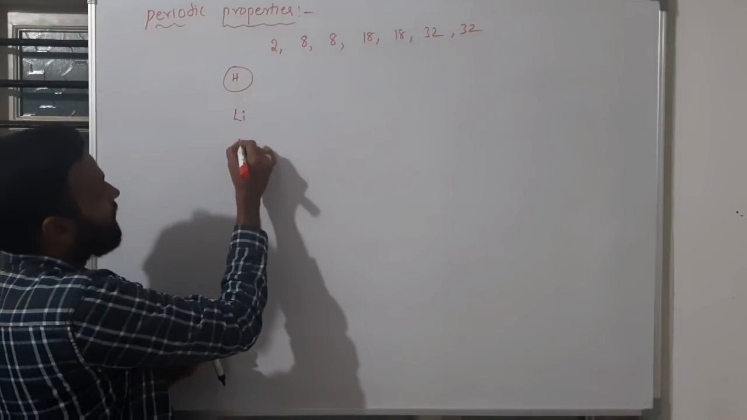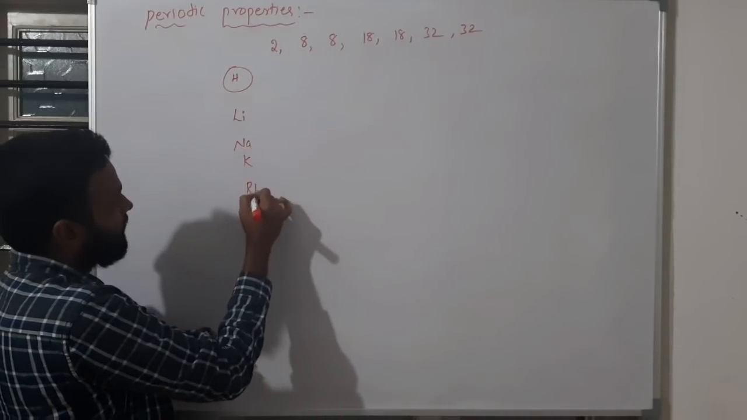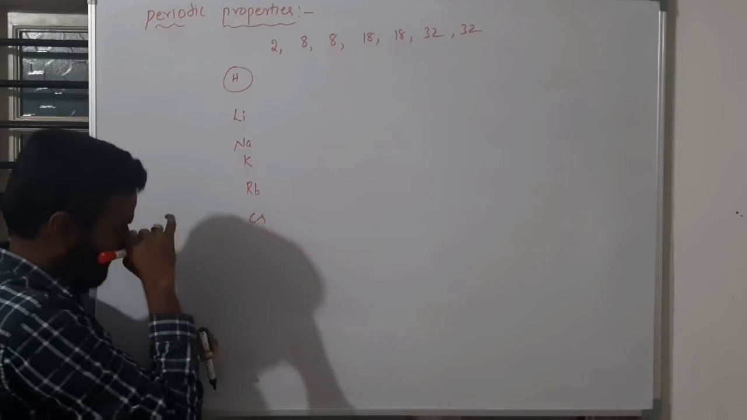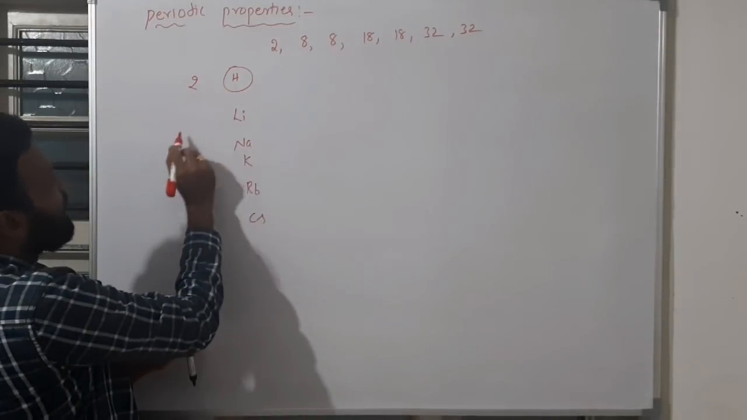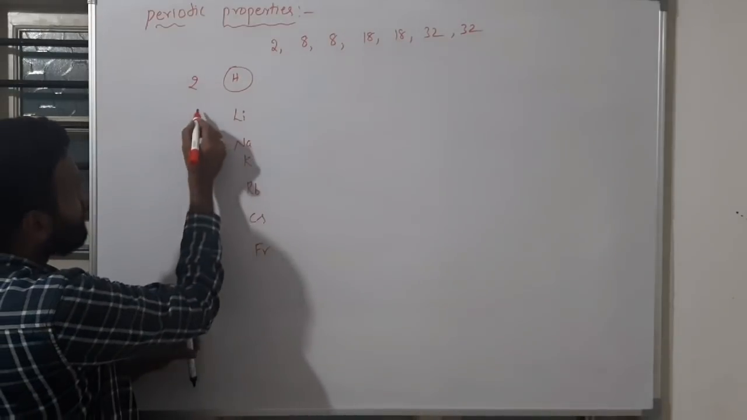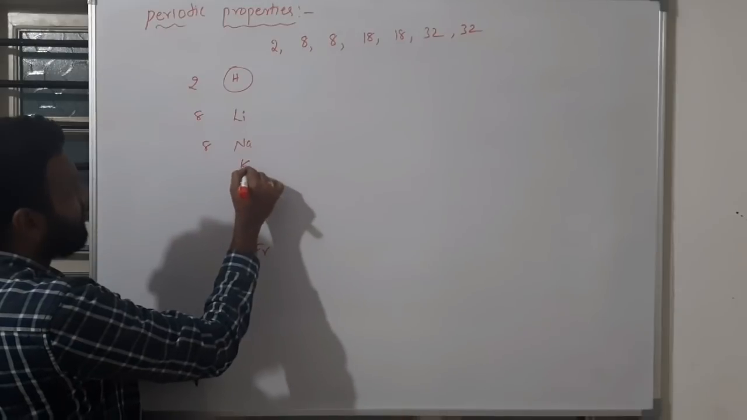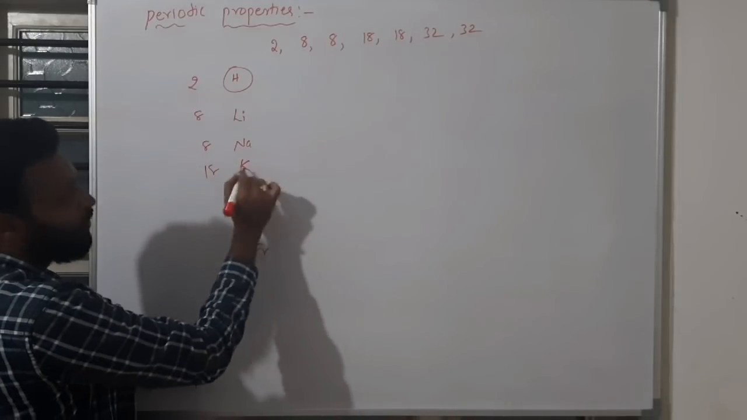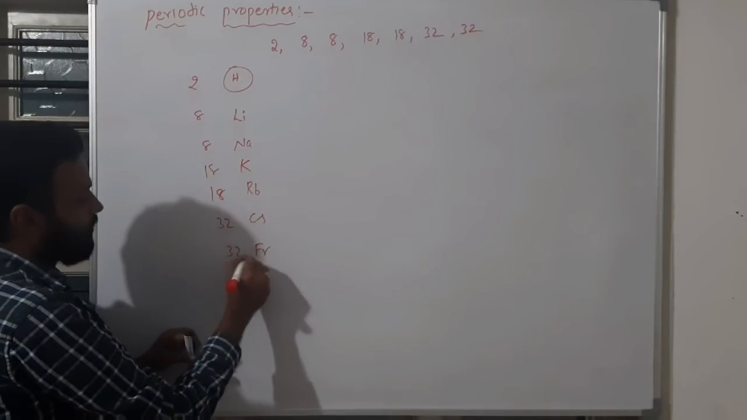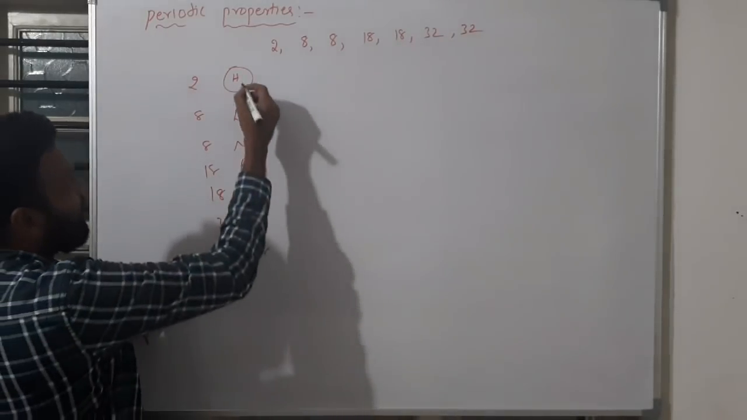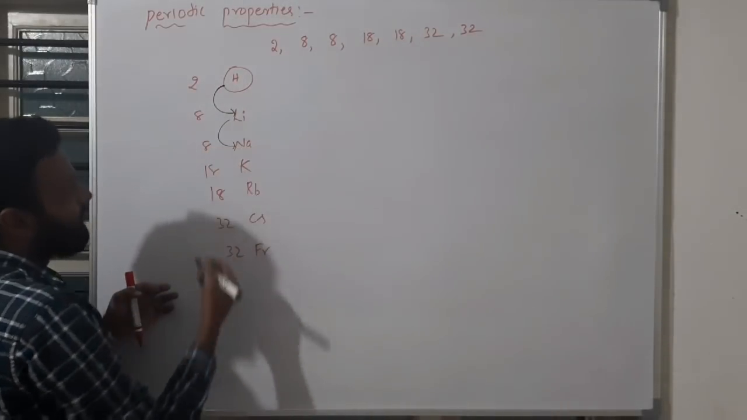Understanding? See here: lithium, sodium, potassium, rubidium, and cesium. The first period has 2 elements. Here you have 8 elements, up to francium. Here 8 elements, here 18 elements, potassium. Potassium means in this particular period, the fourth period, 18 elements, and 32 elements you have. See, after hydrogen, after 2 elements the property repeated. After 8 elements, the property repeated.